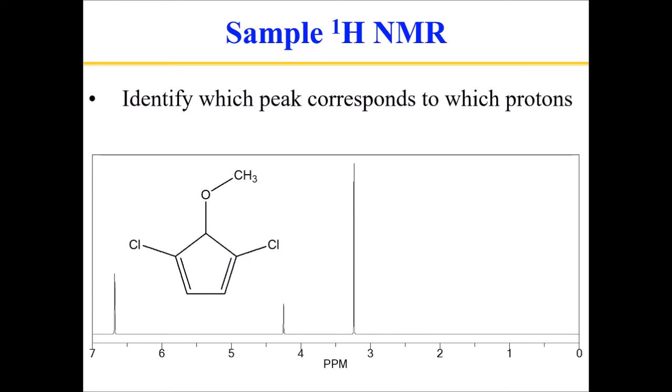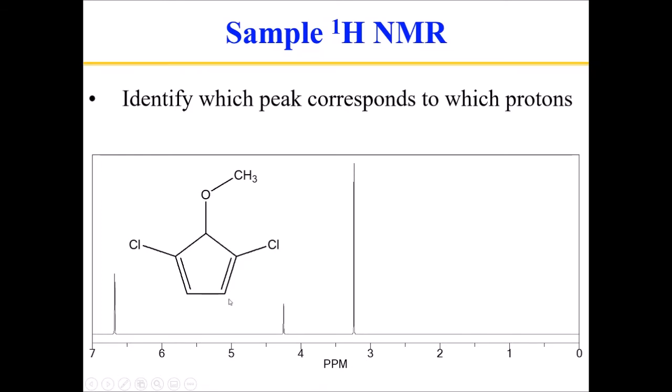NMR gives us 4 different bits of information. It tells us the number of unique types of hydrogens. It tells us their approximate shift values. It also tells us about integration and peak splitting. If we look at this compound right here, there are 3 different types of hydrogens because there are 3 peaks. There is a hydrogen that is connected to this carbon that's directly underneath the oxygen. There is a hydrogen that is connected to this, there are 3 hydrogens connected to the methyl group, and there are these 2 hydrogens that are both vinylic.